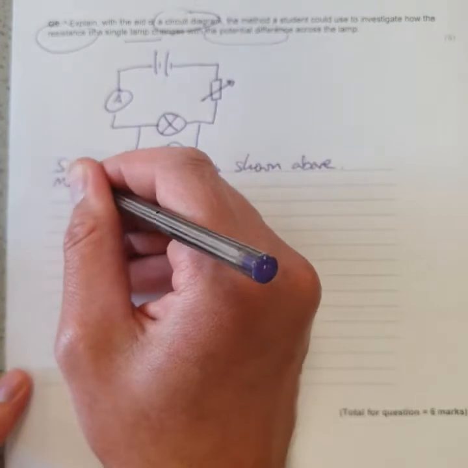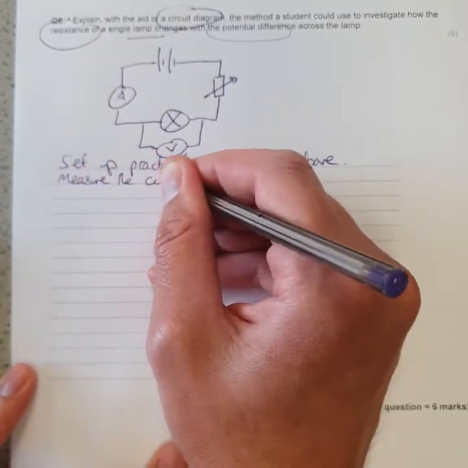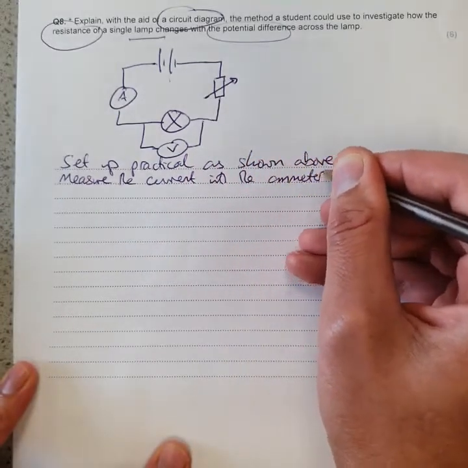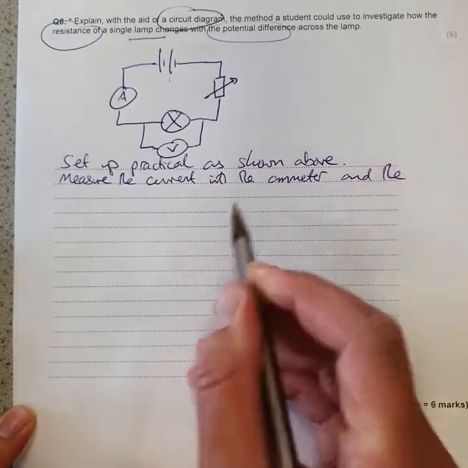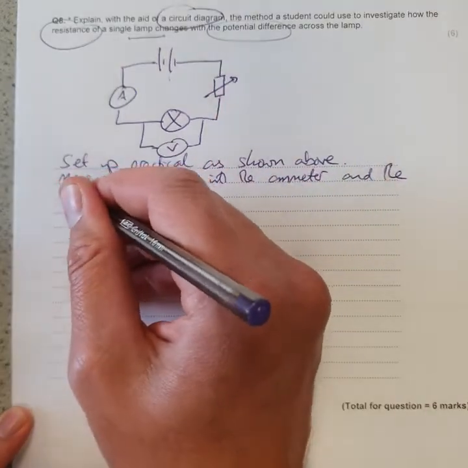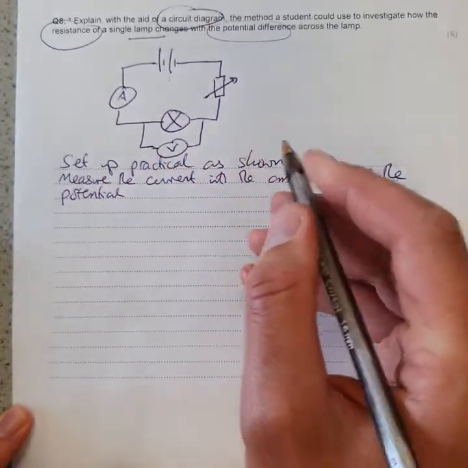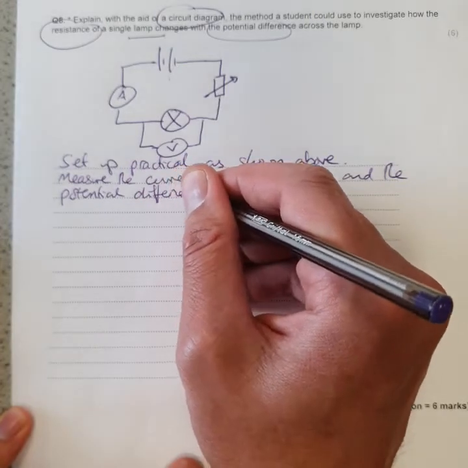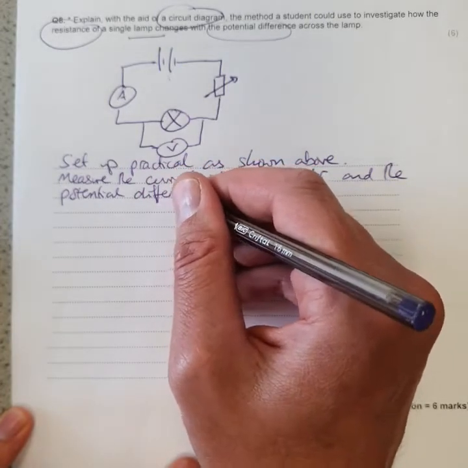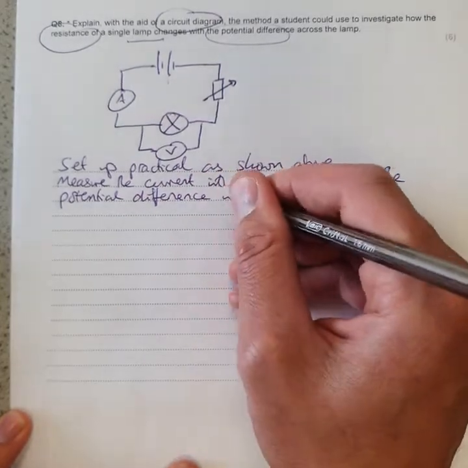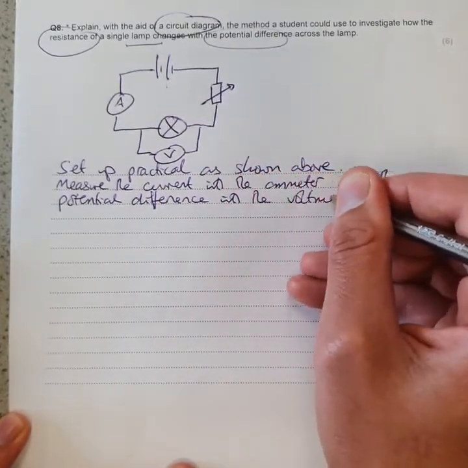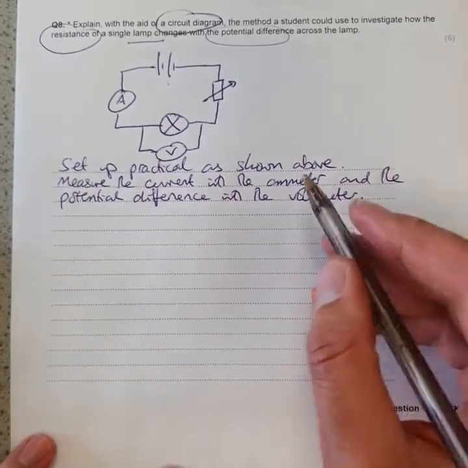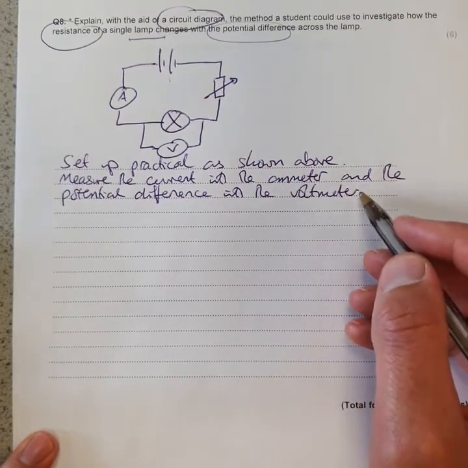We're going to measure the current with the ammeter. And it uses the term potential difference, so let's use that. We often get sloppy and use the term voltage, but potential difference is the better phrase. Measure the potential difference with the voltmeter. Now that's a little phrase that students often miss out. State the obvious: what are you doing? You're measuring the current with the ammeter, potential difference with the voltmeter.